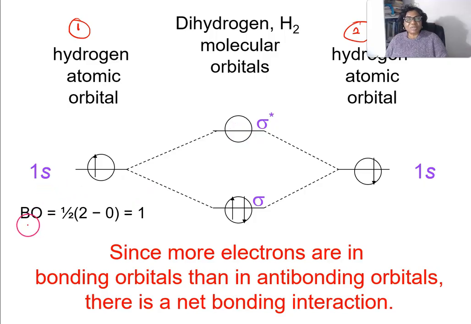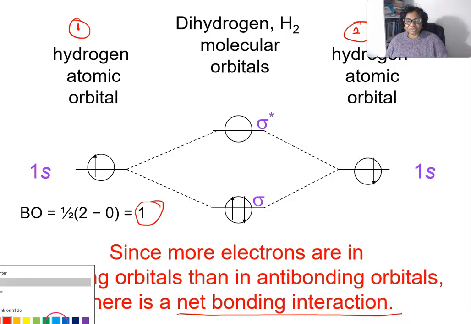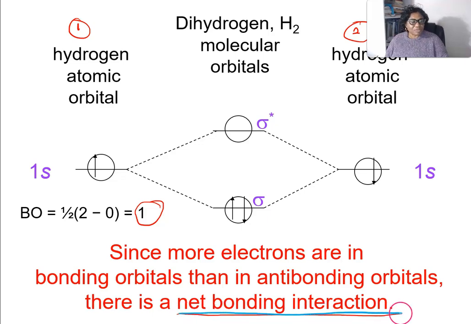So how do we calculate the bond order? Bond order is 1/2 times these 2 electrons minus 0, which equals 1. So the bond order is 1. Since more electrons are in the bonding orbital than in the antibonding orbital, there is a net bonding interaction between these 2 hydrogen atoms. There is a bond. A bond is formed between them.